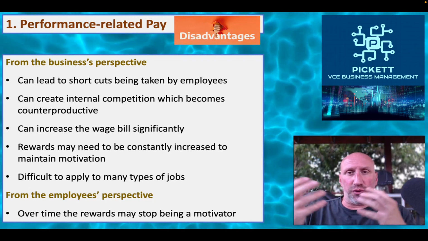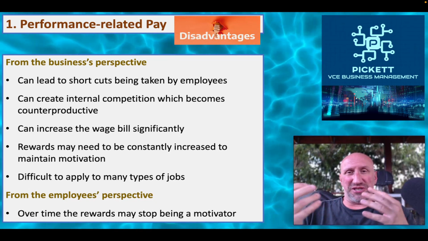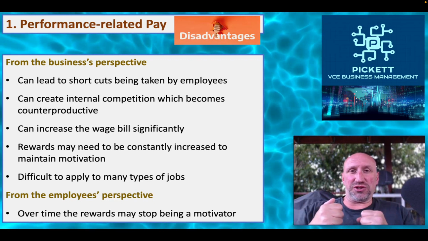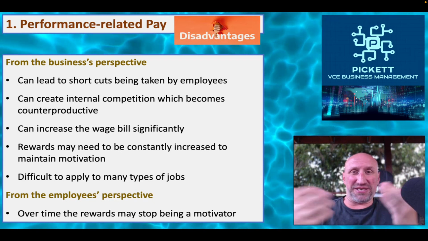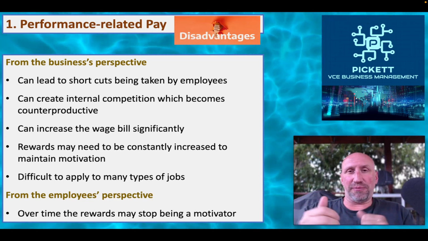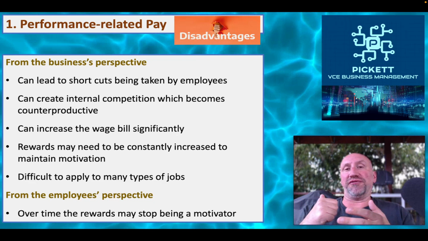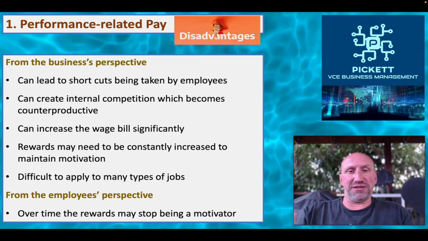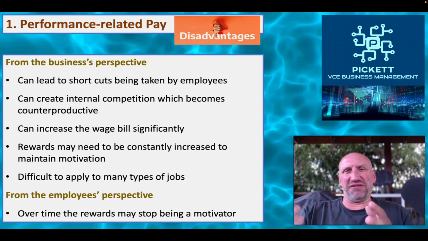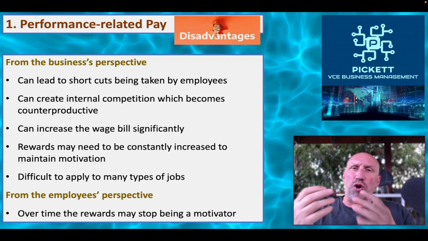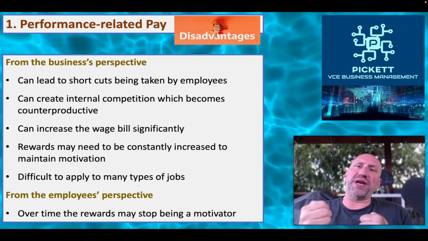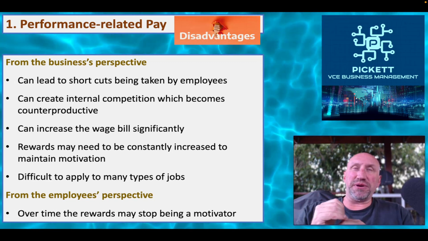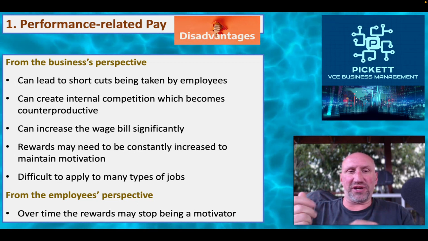Second one, it can also create some internal competition, which becomes counterproductive. So you end up with salespeople on the same team competing against each other, and that can lead to situations where they're too focused on competing against each other, and sometimes things happen that are not for the good of the business, but might be for the greater good of one of the employees. It can also create a bit of a negative culture if you've got too much competition between your employees rather than all working together. It's just something you need to be aware of and manage carefully.